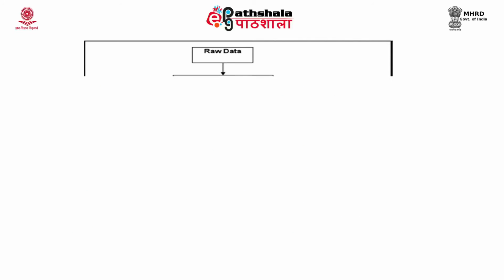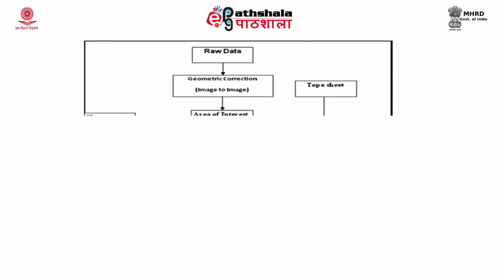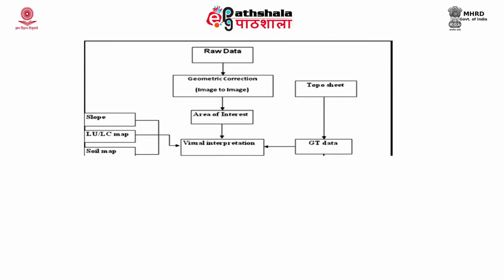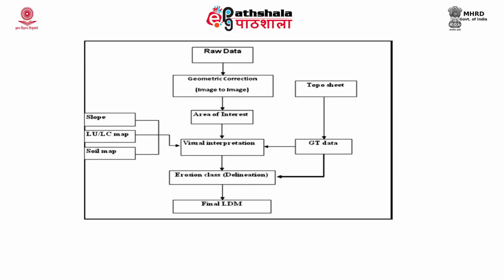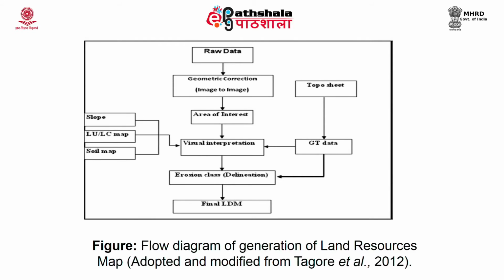So, this is the flow diagram for generation of a map of land resources. As you can see in this method, the raw data after geometric correction and generating the areas of interest by means of ground reference data, followed by visual interpretation and erosional classes, helps us in preparing the final land use land cover map. It also includes the collateral data such as slope data, land use map and soil map, besides topo sheets obtained from Survey of India and ground truth data.